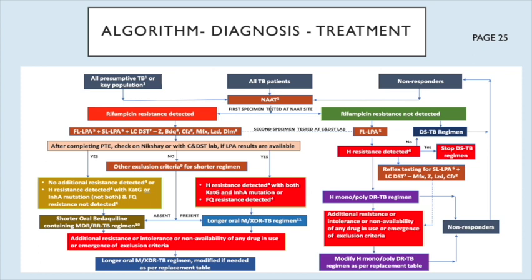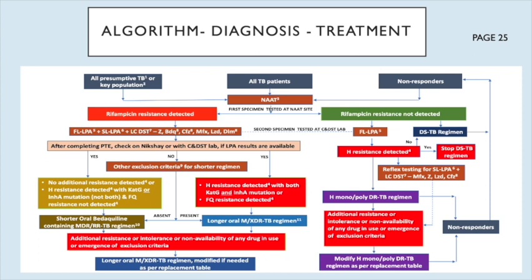Once the LPA first line, second line, and cultures have been sent, we do a pre-treatment evaluation to see that the patient does not have any contraindication or exclusion criteria for any specific medication. If any contraindication or exclusion criteria is met, then the patient cannot be taken for a short regimen, right?